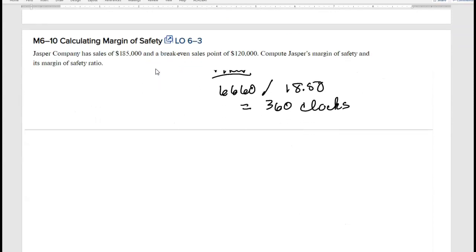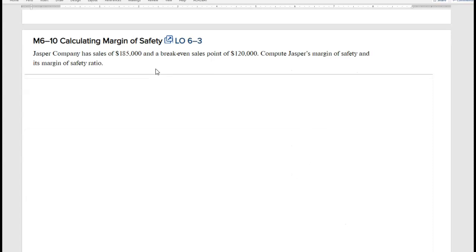We're going to calculate margin of safety now. Margin of safety is that place where it's the difference between breaking even and losing money. Wherever our sales are and our break-even sales point, how much can our sales go down before we lose money? So if Jasper Company has sales of 185,000 and break-even sales of 120,000, what's their margin of safety?